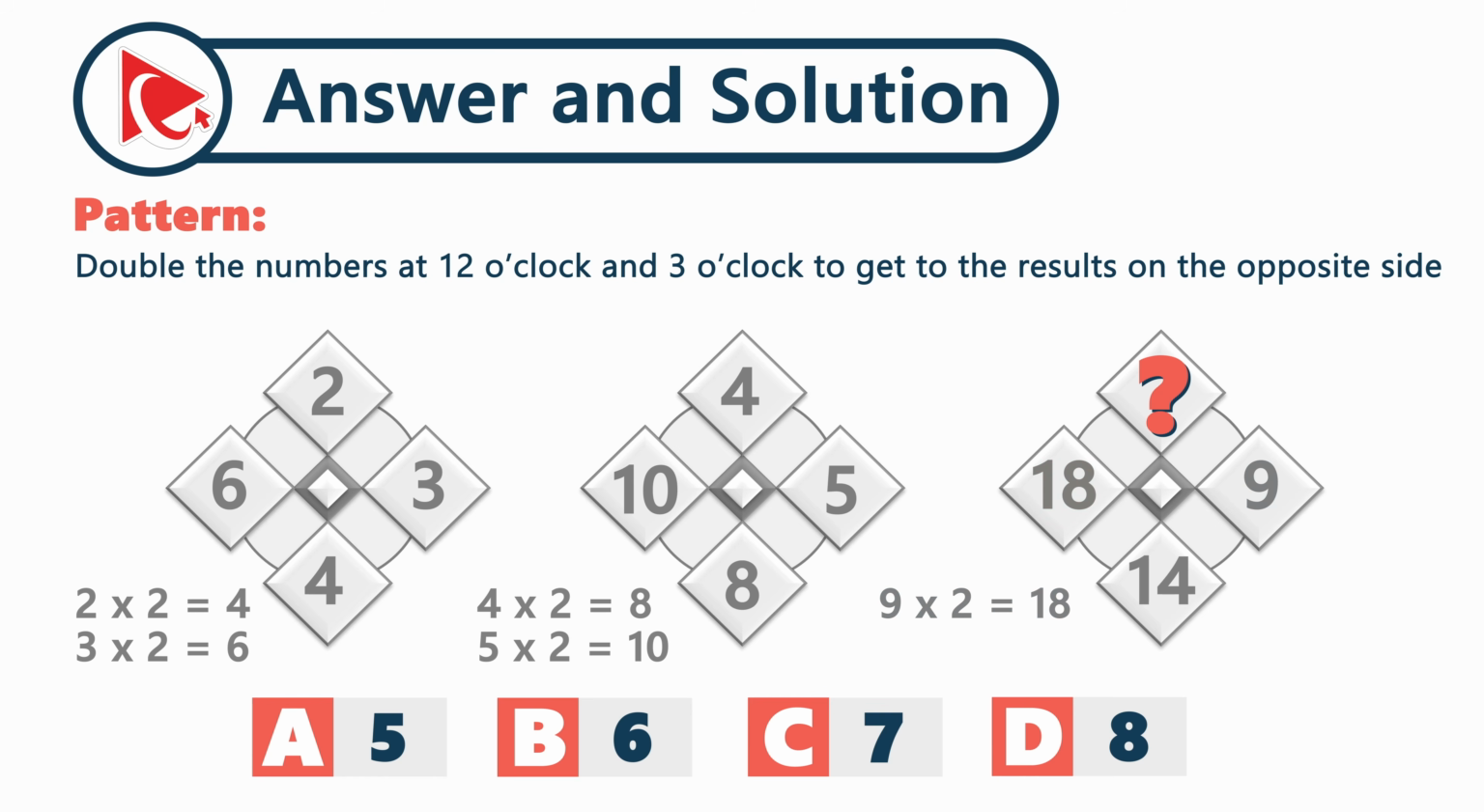And you know what time it is? It's the magic time to calculate the missing number. 14 divided by 2 equals 7. So the correct answer here is choice C, 7. But wait, there is more.